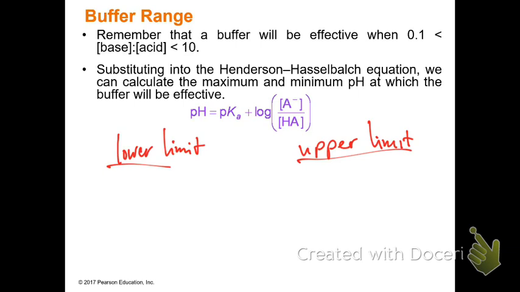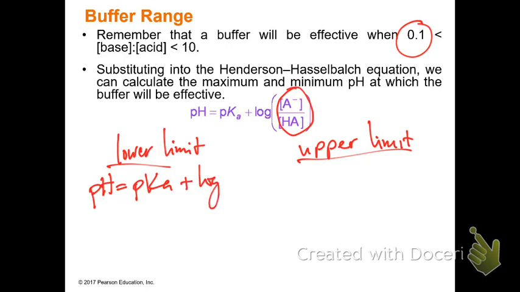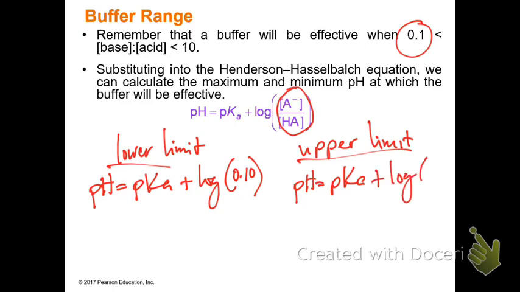All right, so for the lower limit, we would plug in 0.1 for the ratio here. So that would be pH equals pKa plus the log of 0.1. And for the upper limit, same thing, pH equals pKa plus the log of 10. So the log of 10 is basically equivalent to 1, and the log of 0.1 is equivalent to -1.